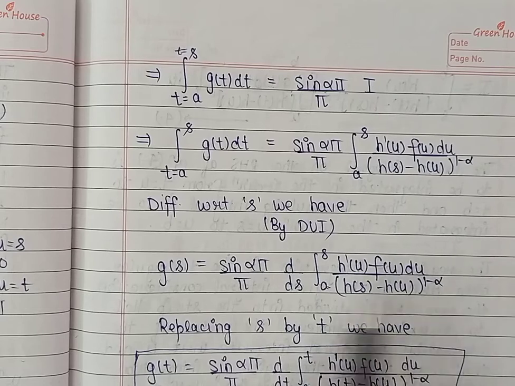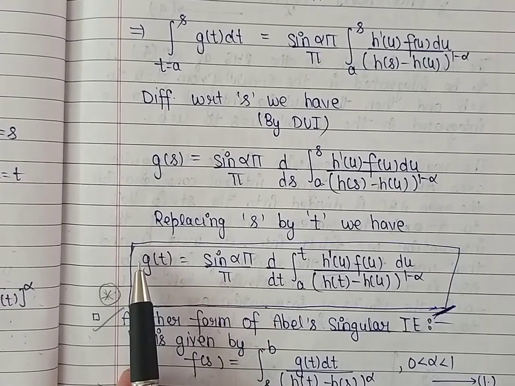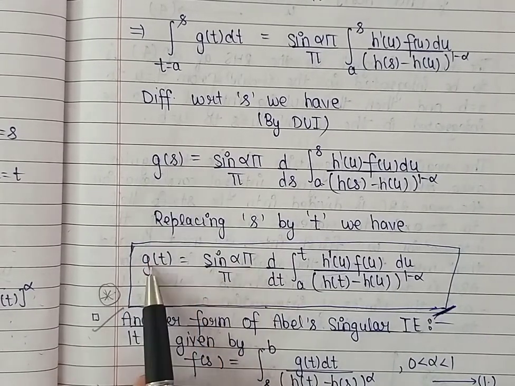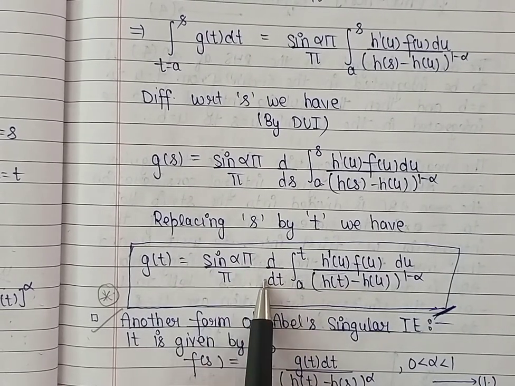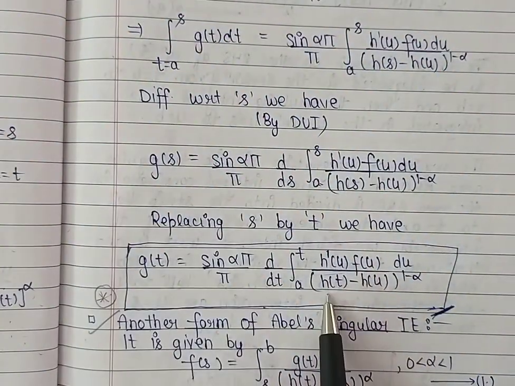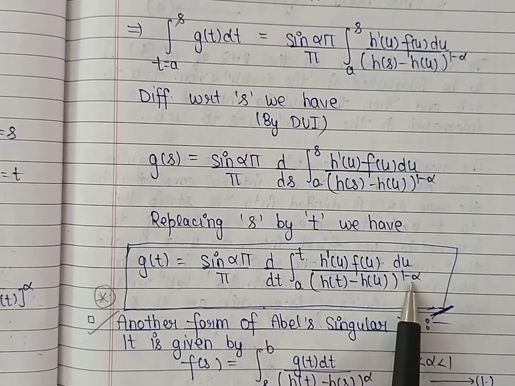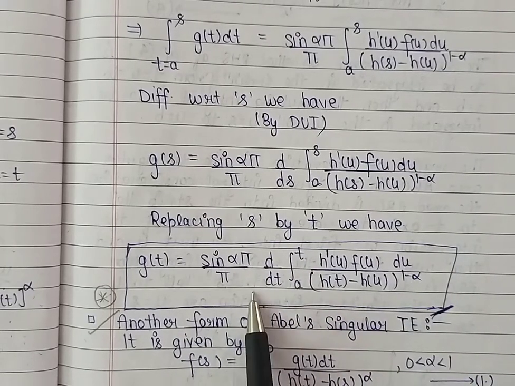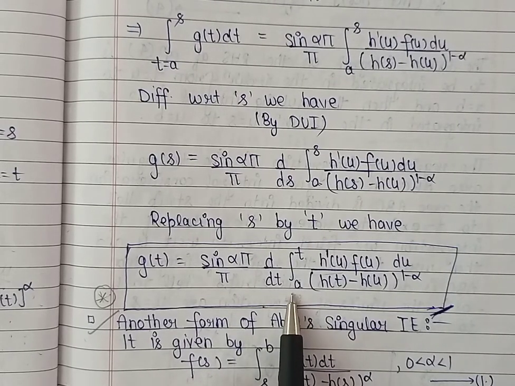Now let us replace s by t. So finally the solution of the general form of Abel's singular integral equation will become g(t) equal to sine(alpha pi) upon pi, d/dt of the integral from a to t of h'(u) f(u) divided by (h(t) − h(u)) whole raised to the power 1 minus alpha. So this is the general solution of the general form of Abel's singular integral equation, and this completes the second topic of this section.